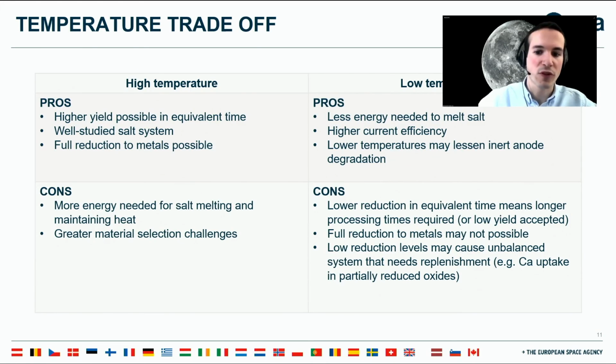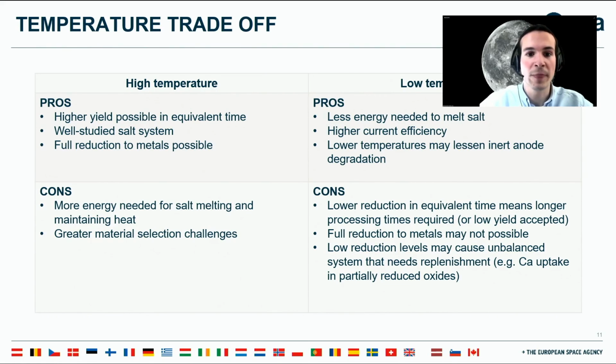So to sum up the pros and cons of higher temperature and lower temperature. Of course, with high temperature, we know already we can have a high yield in an equivalent amount of time, close to 100% in 24 hours. We know the full reduction is possible. This was not the focus here, but we know we can achieve it. It was done. But of course, this is more energy to input into the system, which could be really a limitation if you have a payload. And the material selection, meaning the material for your reactor and also your anode, is very demanding.